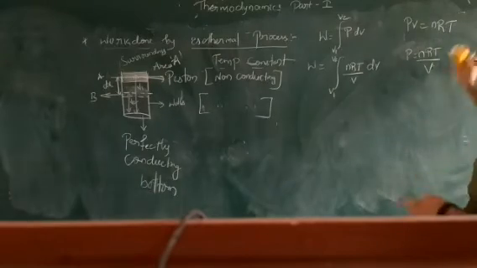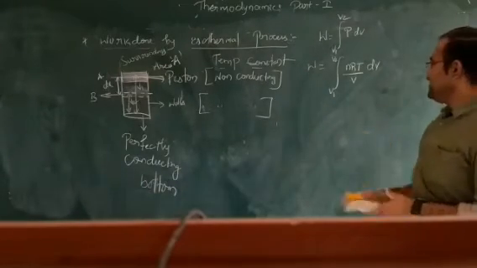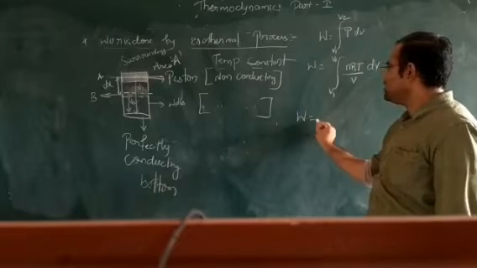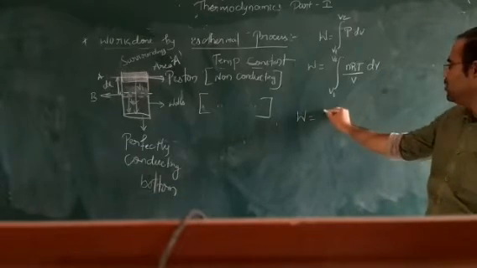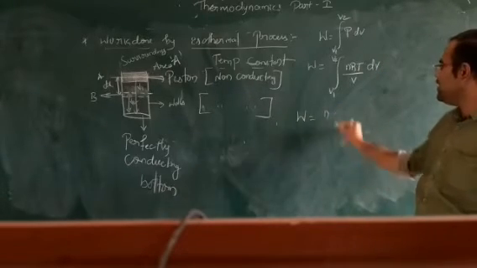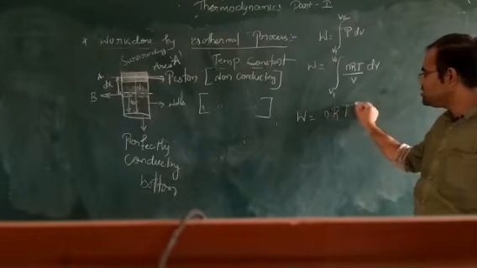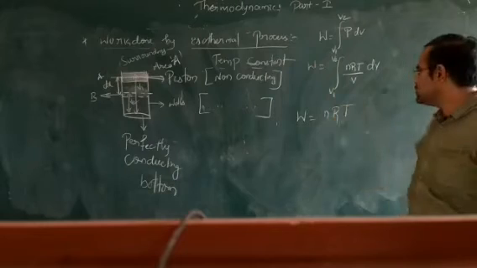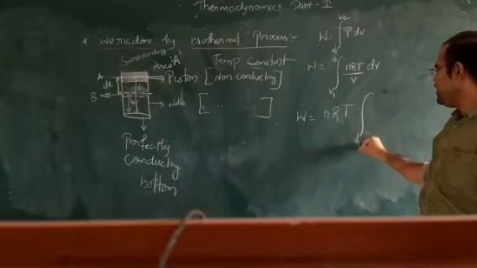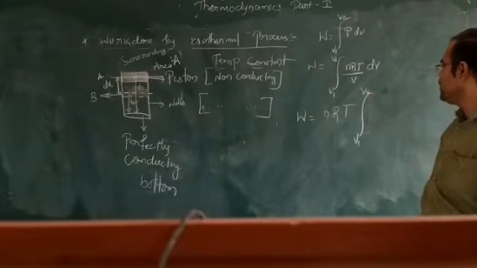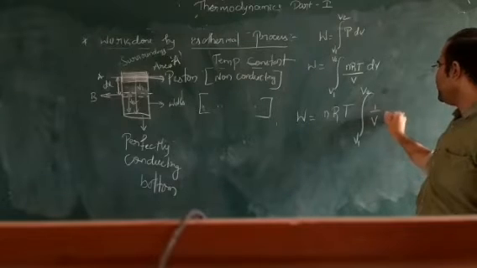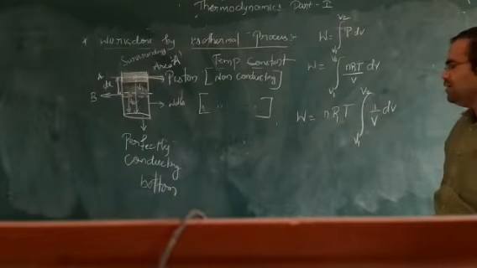Now again, integrating. When integrating, any constants we write outside. n is the number of moles, so that can be taken as constant. R remains constant, and temperature is also constant because it is an isothermal process. Next remaining is v1 to v2, integrating 1 divided by v multiplied by dv.